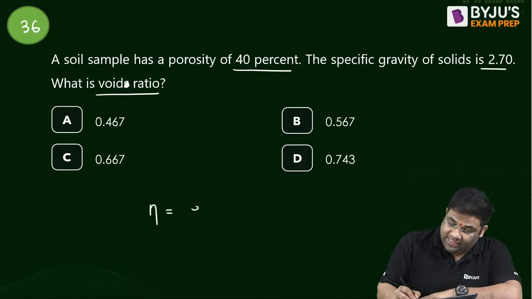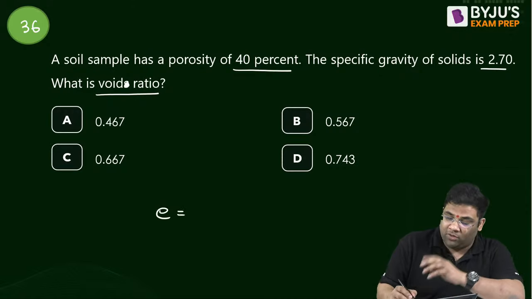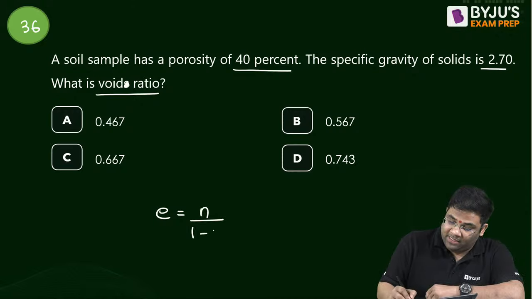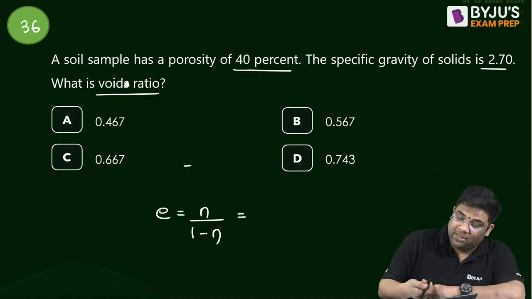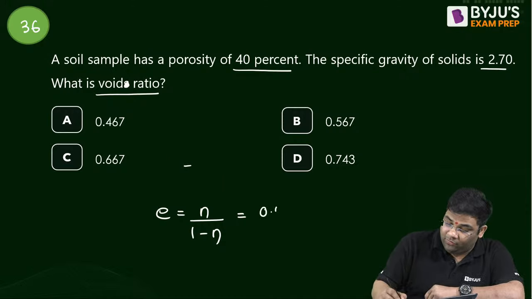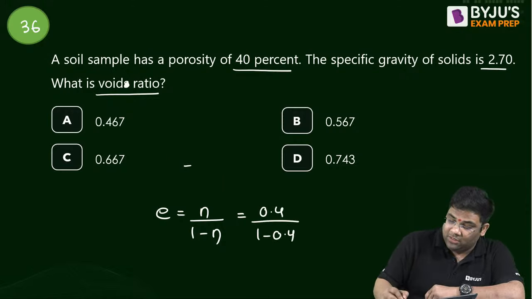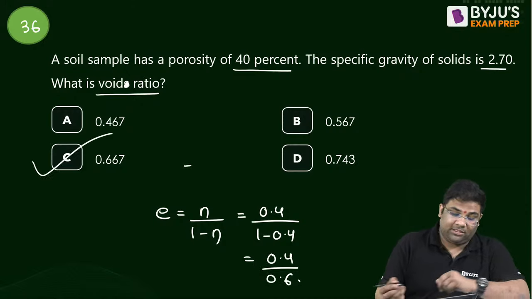Porosity is E by 1 minus E. Okay, here E is asked. So what is E? Sorry, I wrote the formula wrongly actually. It is 1 minus N. I wrote the reverse formula. N is E by 1 plus E. So here porosity is 40%. I'll take 0.4 divided by 1 minus 0.4. So it is 0.4 by 0.6. It is 4 by 3. It is 0.667. Very good.